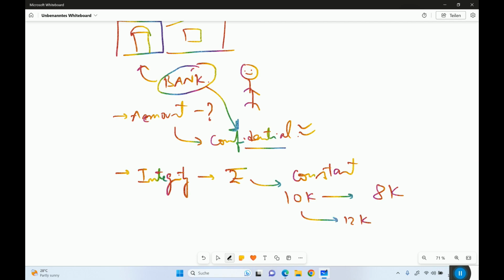That is, this 10K information, this value, should remain constant or should not change with time without any authentic reason. That means this information is not changing, or is changing only when there is a valid reason. So this is known as integrity. That is, the information is authentic and is integral.